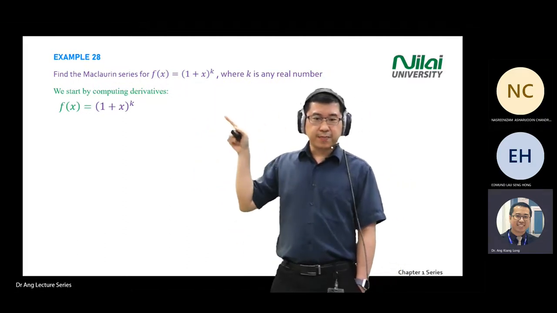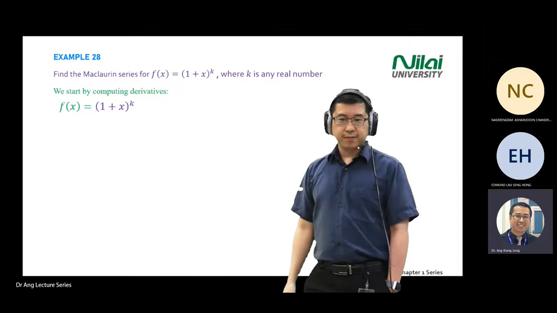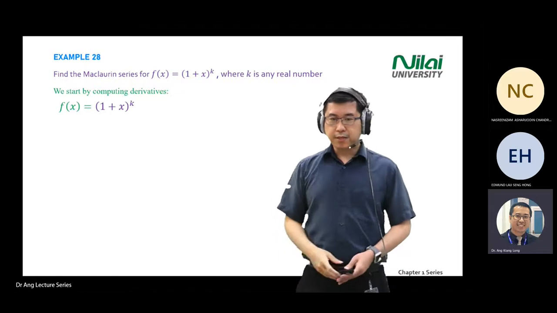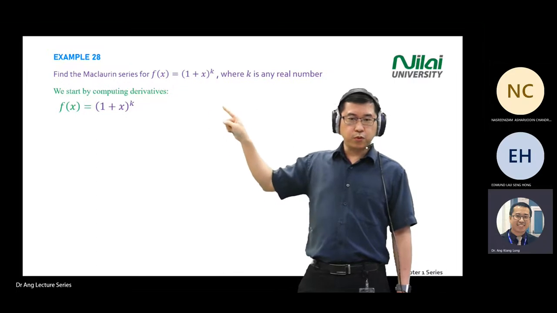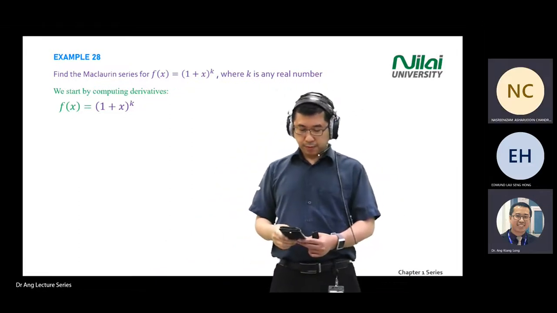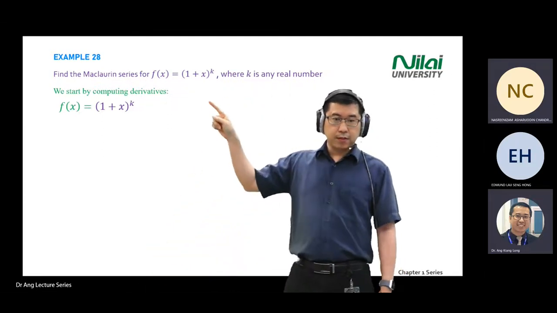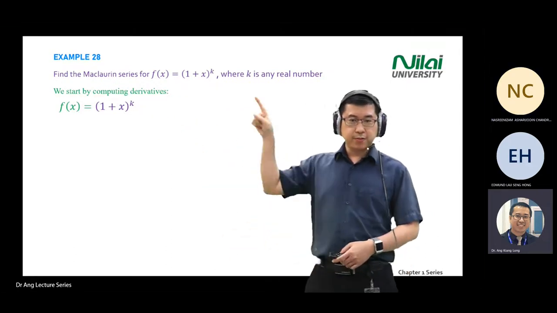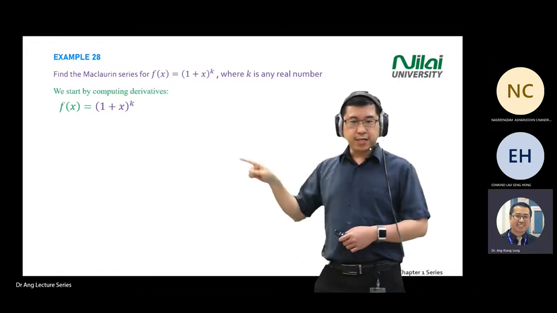The next one, Nizam, what is the next step on the right-hand column here? What do you do for this column? Change it into 0, sir. Change the f(x) into 0. x equal to 0, correct. So when you substitute x equal to 0, what do you get? What should your answer be on this column, first line?